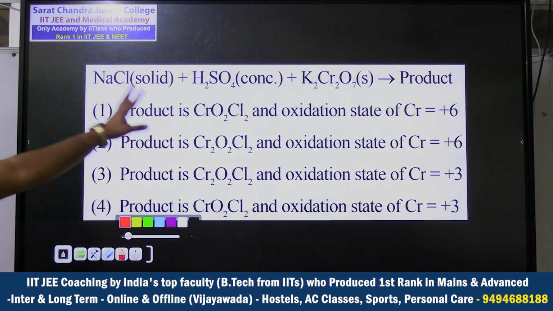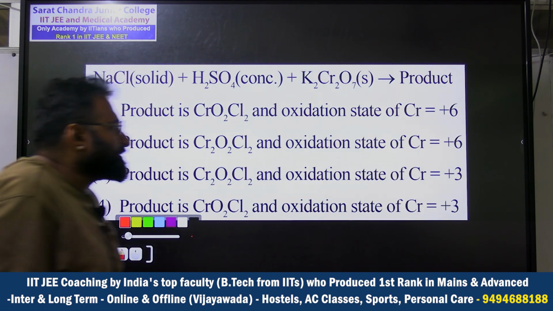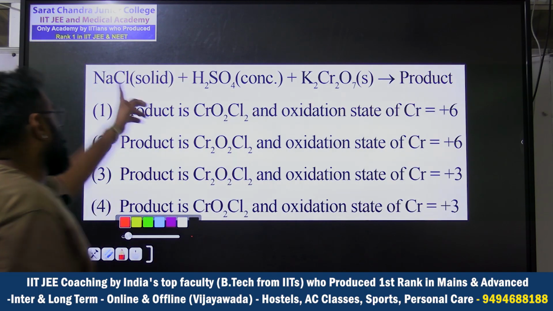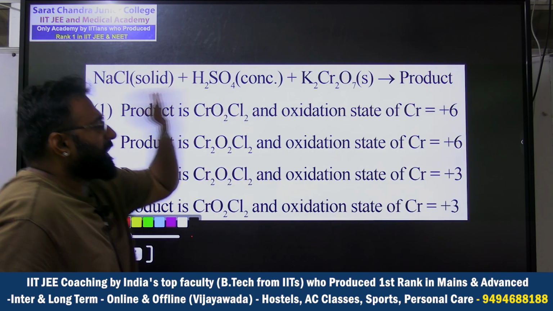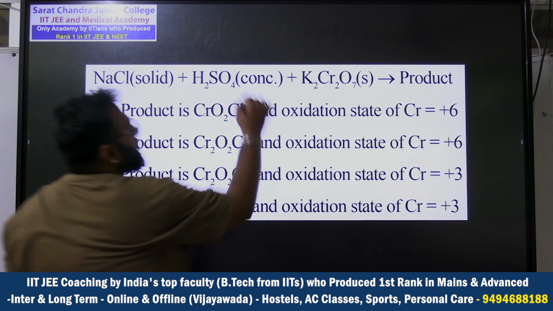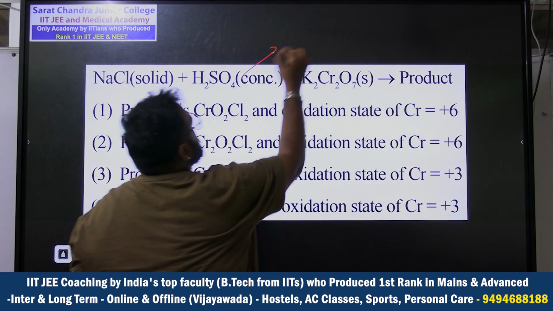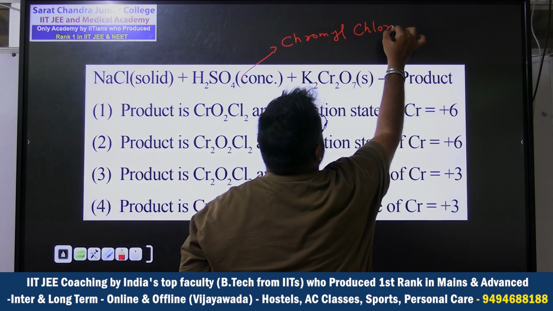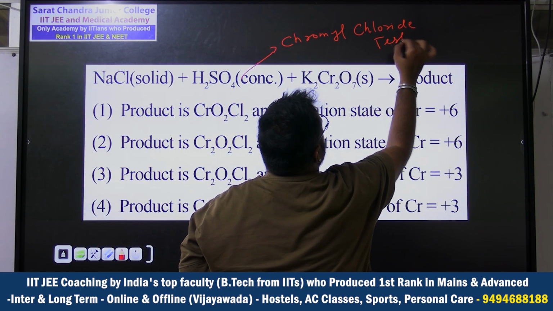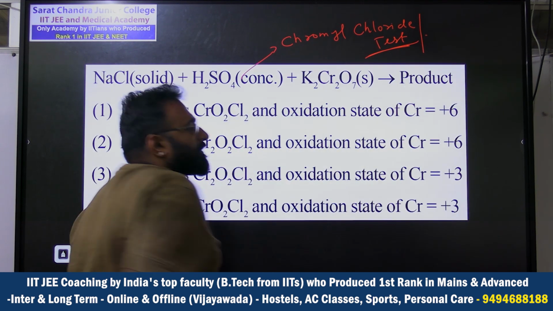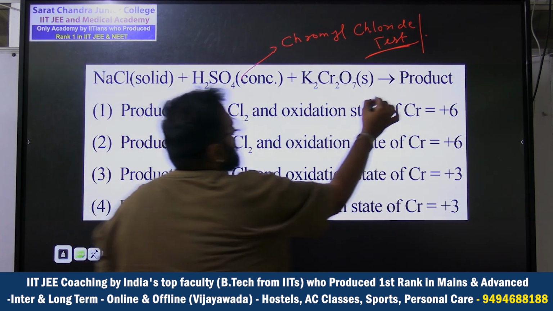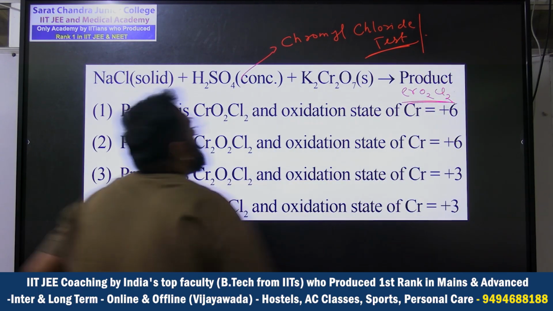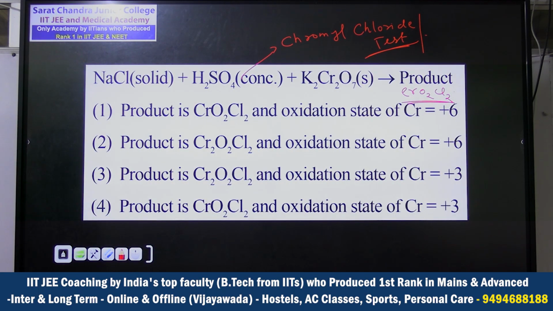This question is very simple. If you have studied NCERT D block, this question is very simple for you. Na solid plus H2SO4 K2Cr2O7. What is the test? The test is known as chromyl chloride test. And what is the product of chromyl chloride test? The product of chromyl chloride test is CrO2Cl2.